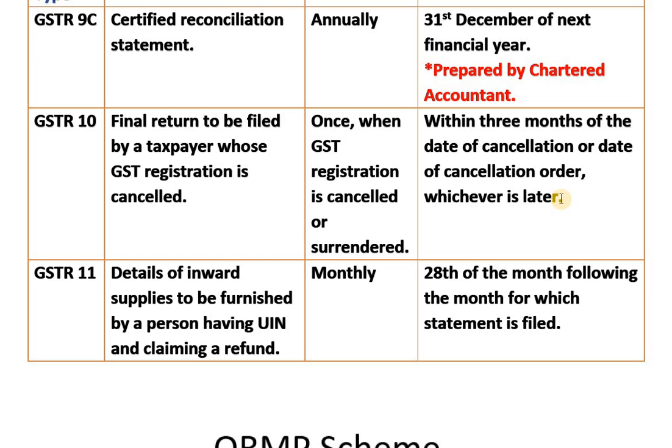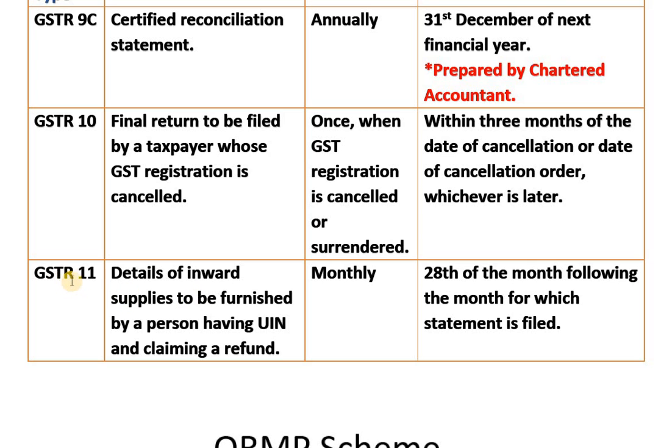This means after the end of 3 months, if the cancellation is done by the order of the tax authorities or the cancellation is done by themselves, they have to file this Gstr 10. And what will be the date? 3 months, whichever is later. Okay.